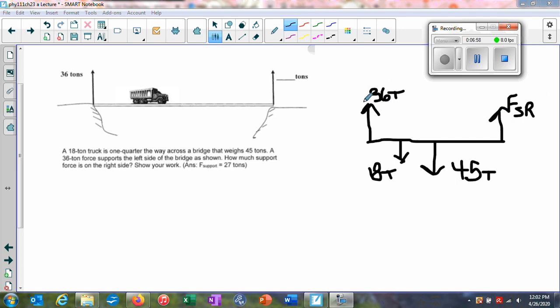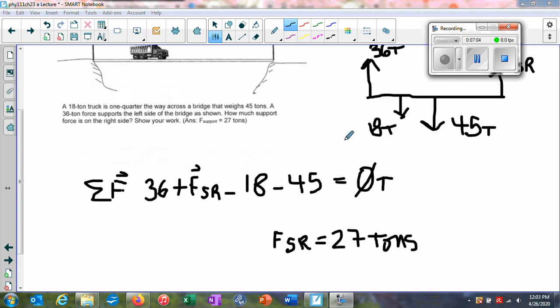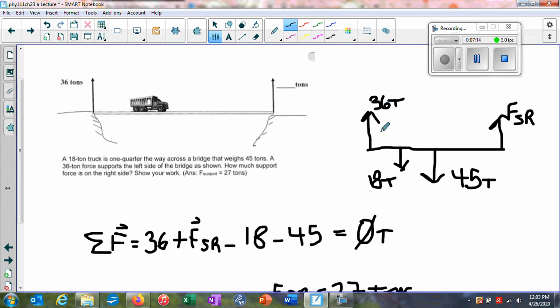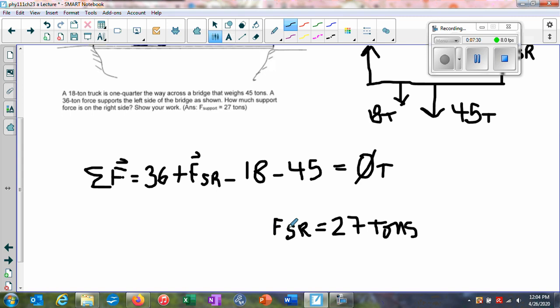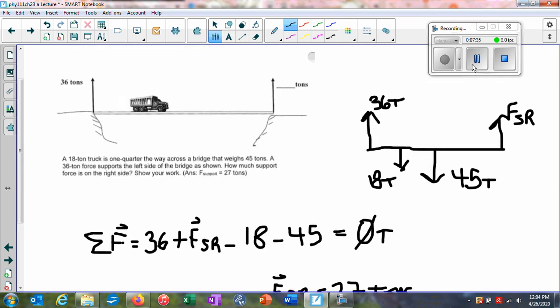I'm looking for these. So again, we know that the vector sum of the forces is equal to zero. All right, so when I set up my vector sum equation, I have the vector sum of the forces is equal to this 36. I've made it positive. I've just defined the upward direction as positive. You can go the other way. It doesn't matter. Just be consistent. So I have 36 tons plus the force of support right minus 18 tons minus 45 tons is equal to zero. When I use my algebra, solve for force of support right, I get 27 tons.